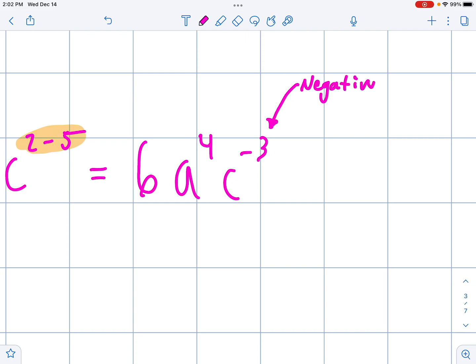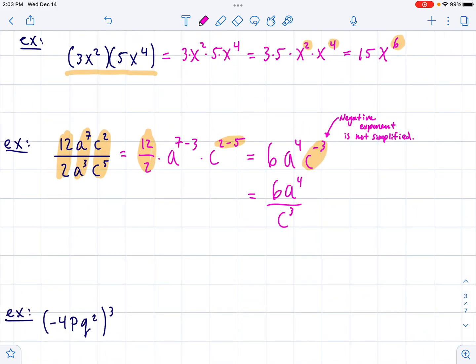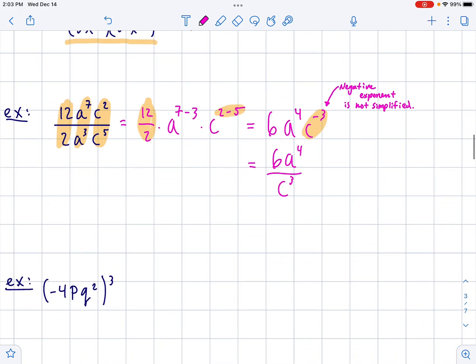Now, there's a rule in mathematics that negative exponents are not simplified. So, in final answers, you guys are going to need to take any negative exponent and kick it down to the denominator. So our final answer here is going to be 6a to the 4th all over c cubed. And then that is fully simplified.